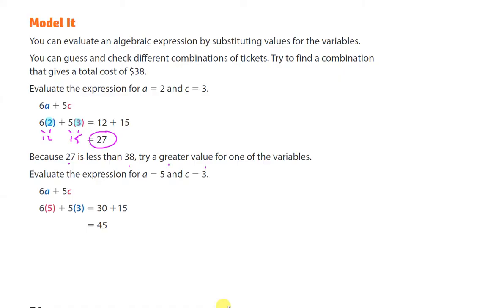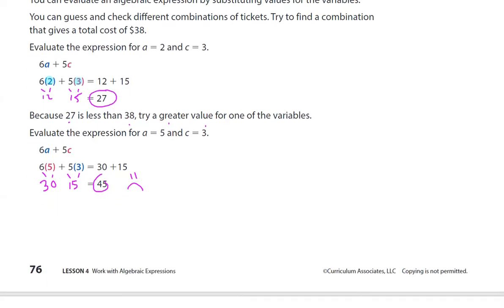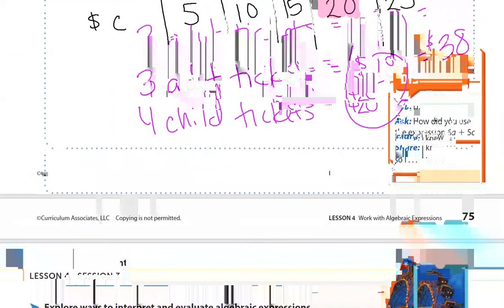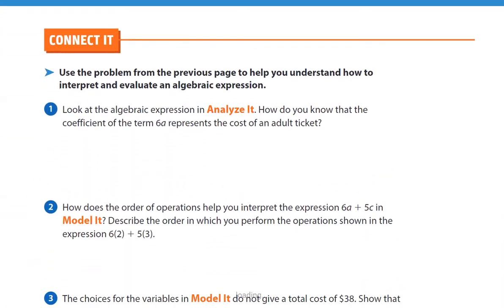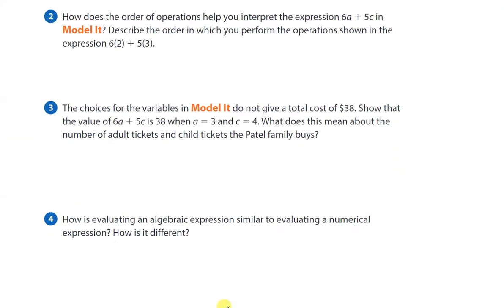So this time they tried 5. 6 times 5 is 30. And 5 times 3 is 15. And that gave them 45. That's too much. So their guess and check method didn't work out so well for them. Maybe they should have tried the table method like we did. Okay, let's see what they want us to do about it now.